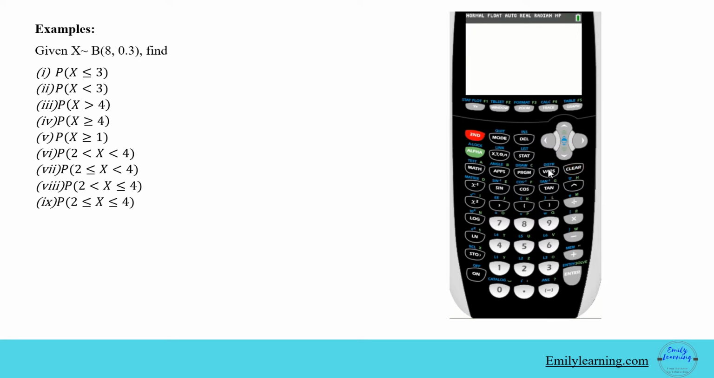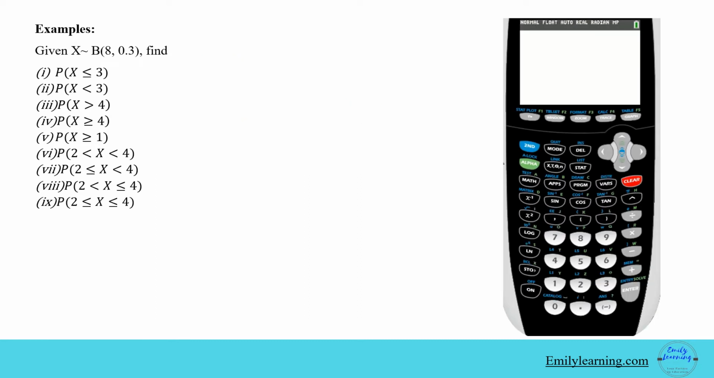So go to distribution by pressing second followed by vars. Then go to B, which is binomcdf. Now I have n equals 8, p equals 0.3, and x equals 3. Press okay, so we have paste. P(X ≤ 3) is 0.80589. Copy 2 extra significant figures and then round it off to 3 significant figures, which is 0.806.